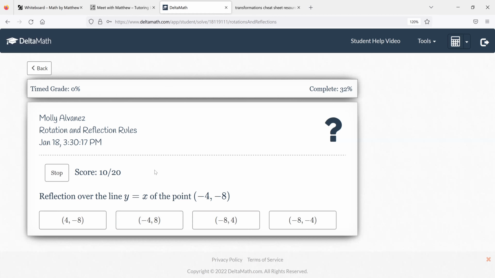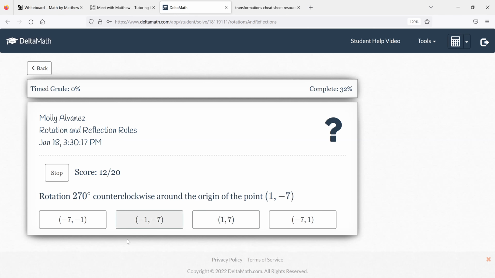Okay. So y equals x. So that one is xy becomes yx. So they switch positions. Oh, -8 and -4. Yes. All right. So this same thing, y equals x. 6, 4. Yep. There you go.